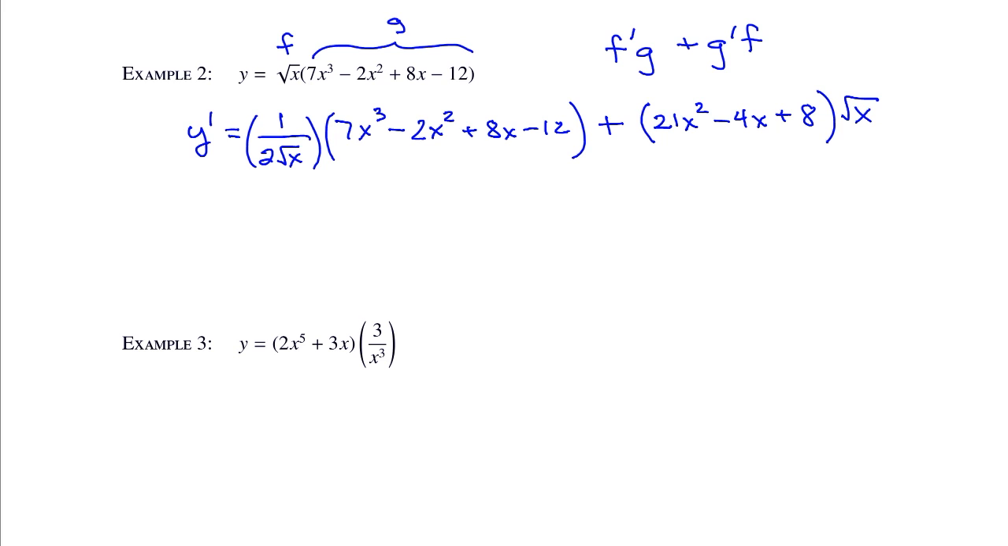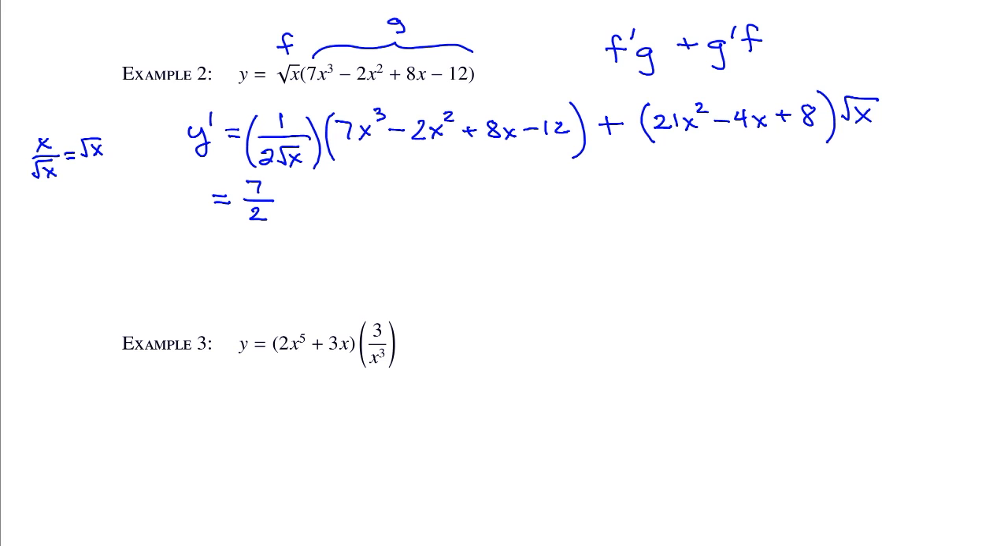All right. We need to simplify. And first we will distribute the 1 over 2 square roots of x into each of these 4 parts. So the first one would be 7 over 2. All right, now let's think about what we're going to get when we have x cubed over the square root of x. I'll remind you that if you take x and divide it by the square root of x, you get the square root of x.